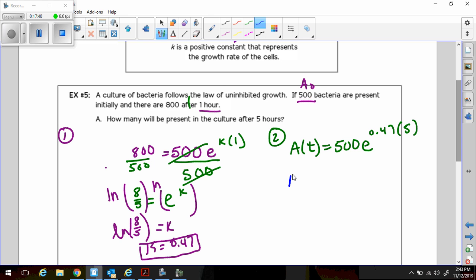So my amount is equal to, there's no variables on this side anymore. This is just something I can plug into the calculator. 500 e to the 5 times 0.47. And this gives me about 5,242 bacteria. Right? A lot of bacteria.